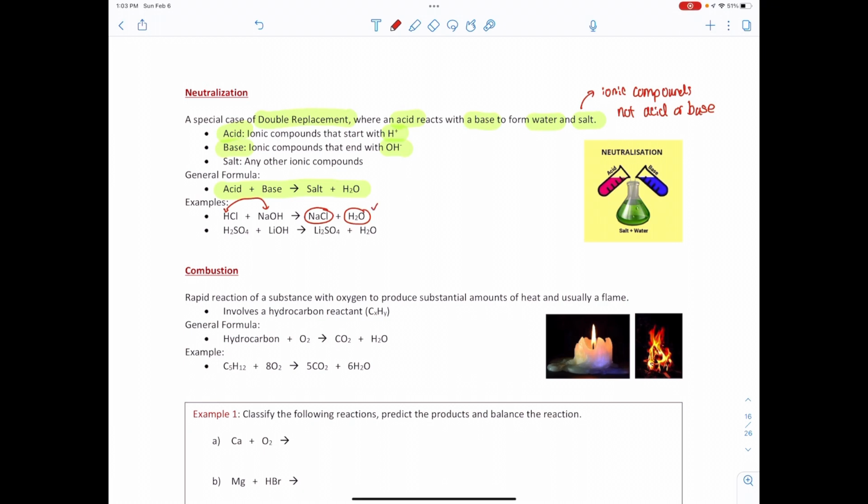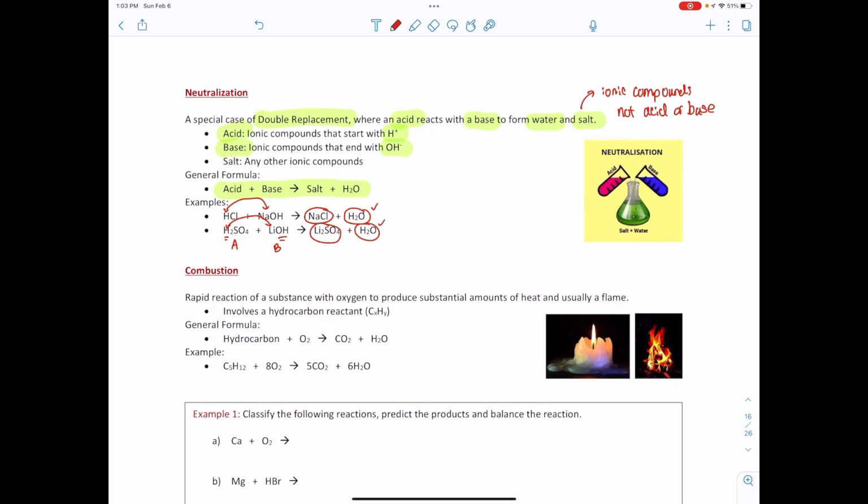Next example here, I have sulfuric acid reacting with lithium hydroxide. Same idea here. When I look at it, this is an acid because it has an H. This is a base because it ends with an OH. The cations are going to replace each other. So now I have lithium sulfate and then water. Once again, we always have water.